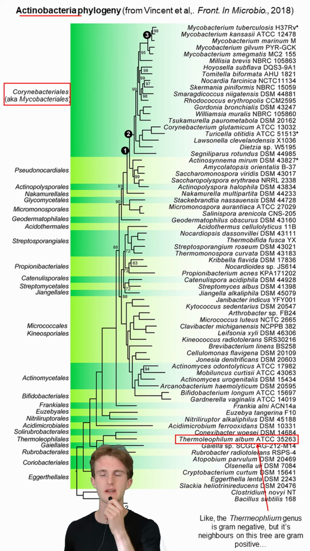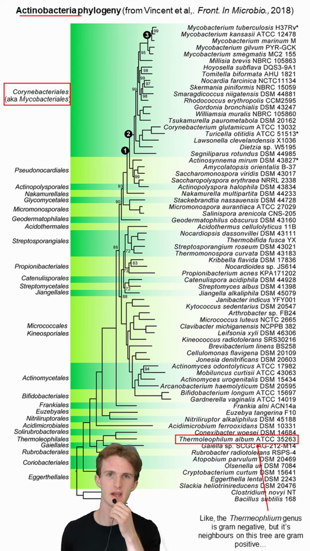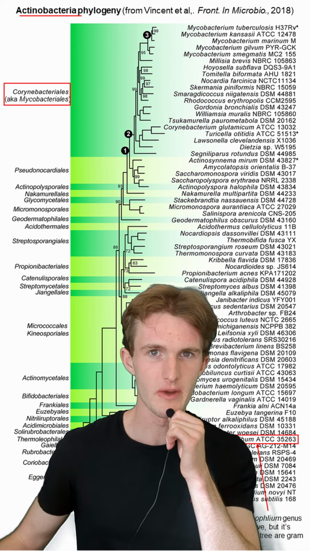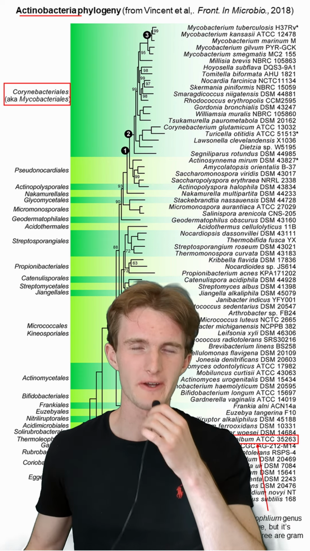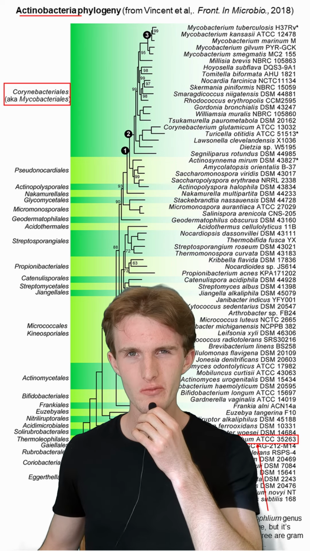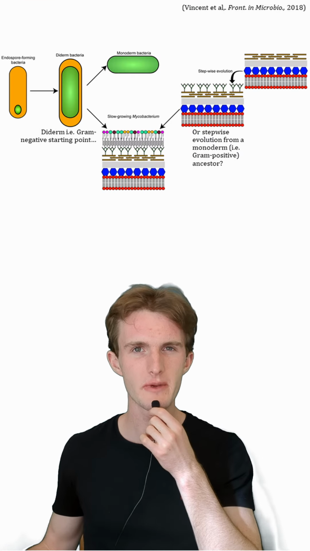One phylogenetic analysis from 2018 points to Mycobacteriales as a derived clade within the actinobacteria. So, the membrane of Mycobacteria almost certainly does not represent some sort of primitive state. So, Mycobacteria are a derived clade. Derived from what? A gram-positive monoderm ancestor or a gram-negative diderm ancestor?